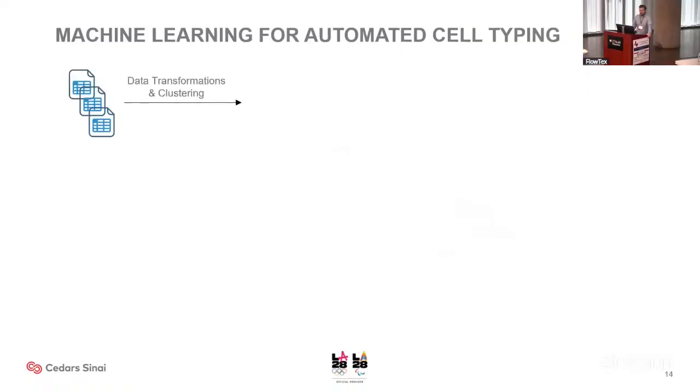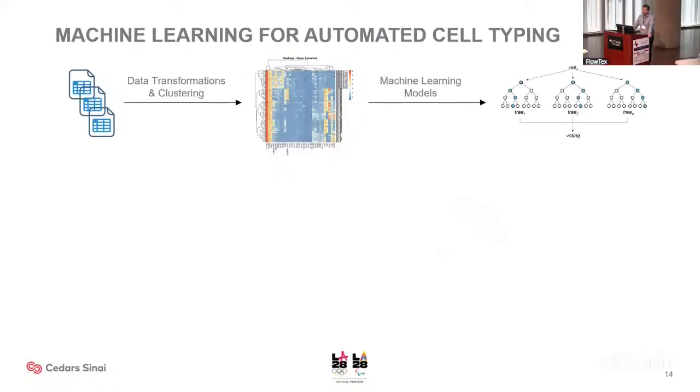We do data transformation and clustering on these samples to find unique populations at a very granular level. So in our training data, which is hundreds of files, we're talking around 120 different unique clusters that we're identifying. So these might be 20 T cell populations, 15 B cell populations, but they're very granular populations, which allows for us to then train machine learning models.